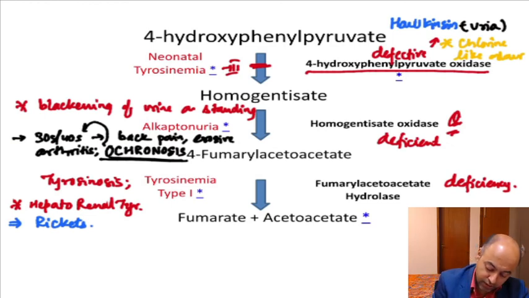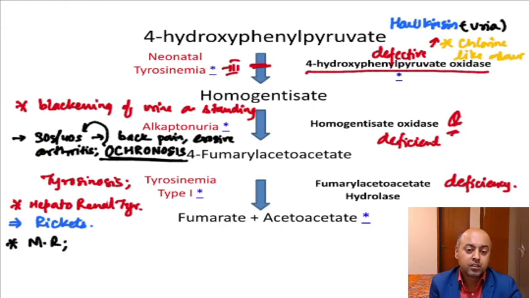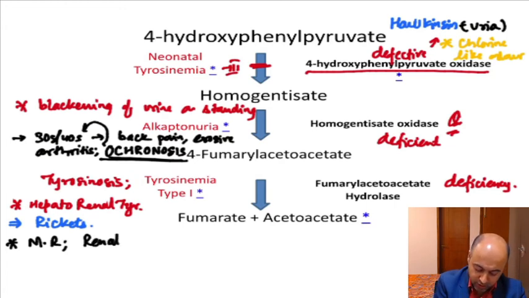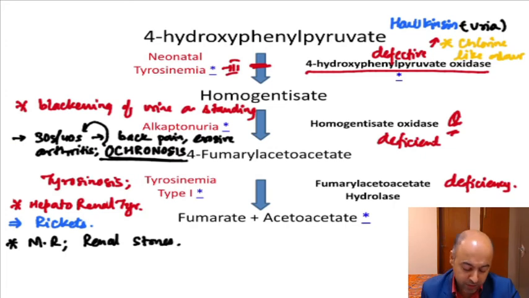Please note, in tyrosinemia type 1, we will obviously have mental retardation, and you can also have renal stones. Nephrolithiasis can be there in tyrosinemia type 1, and obviously the tyrosine levels are significantly high, whether you're measuring it in the blood or in the urine. Tyrosine levels will be high in tyrosinemia type 1.